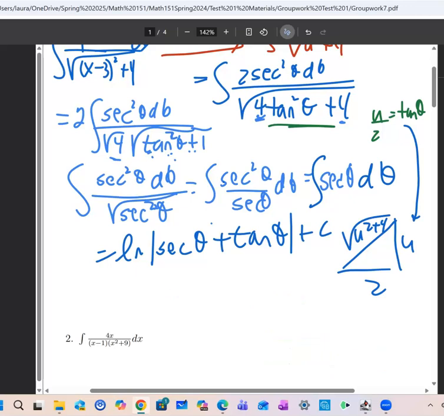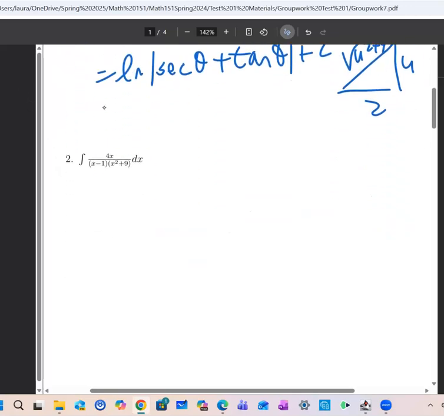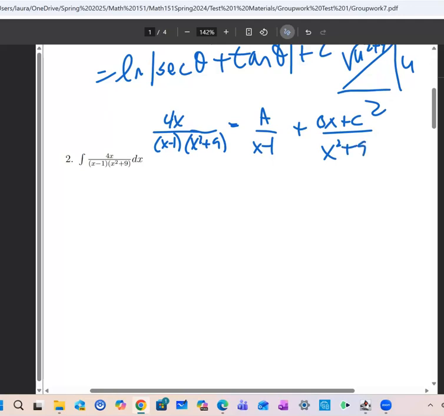This example 2 here looks like partial fractions to me. All right, so let's do it. 4x over x minus 1 times x squared plus 9. So I'm going to have an A over the x minus 1 and a Bx plus C over the x squared plus 9.